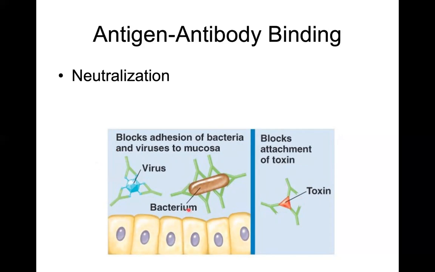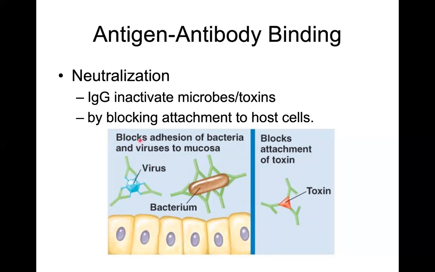So the diagram that you're looking at is neutralization of the foreign object through binding by antibodies. So IgGs, which are one class of antibodies, can bind to whatever the antigen is and inactivate those microbes or those toxins by preventing that virus or that bacteria or that toxin from binding to and adhering to host cells. And again, if the virus never attaches to the cell, it never infects the cell. If the toxic molecule never attaches to the cell, it never causes some change in physiology.